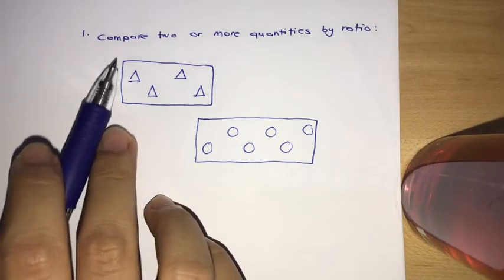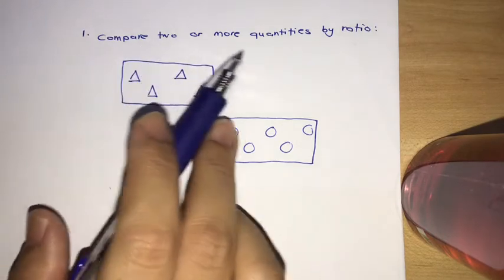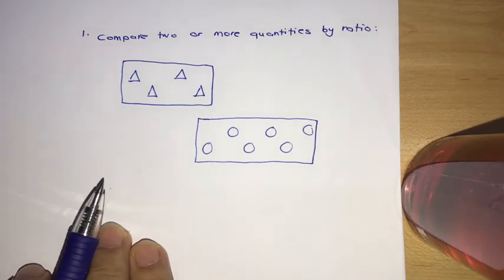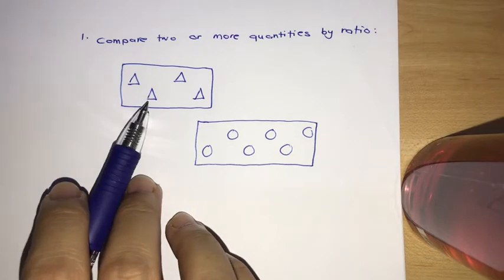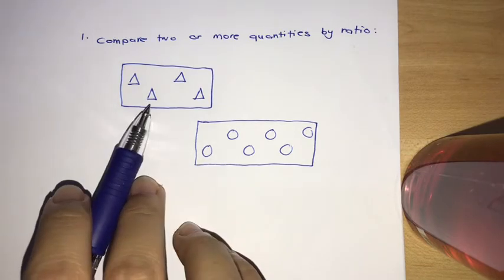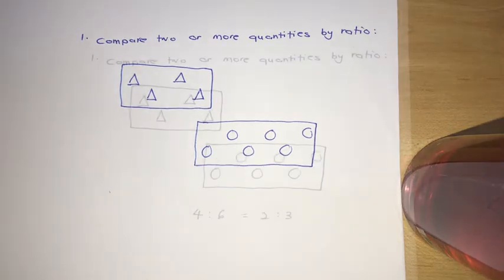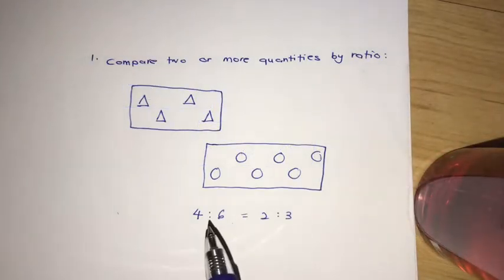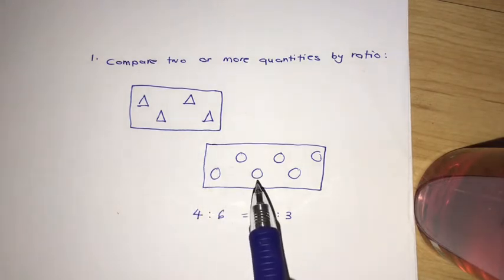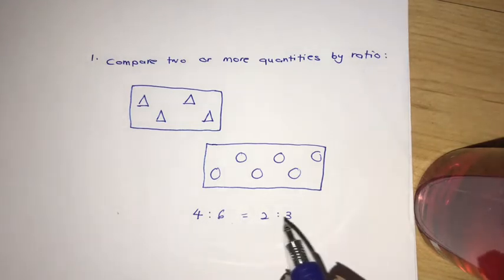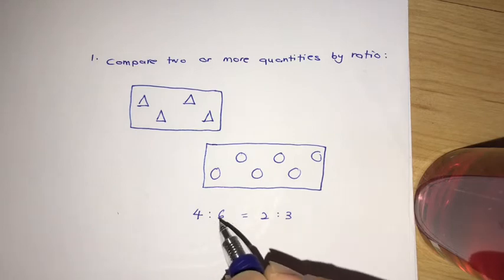So let's look at the first objective. It's to compare two or more quantities by ratio. One way to compare quantities of different items is to express them as a ratio. Look at the different shapes shown in the diagram. There are 4 triangles and 6 circles. The ratio of the number of triangles to the number of circles is 4 to 6. We can also simplify this ratio as 2 to 3 by dividing these two numbers by 2.